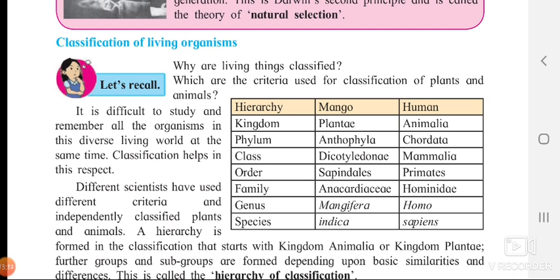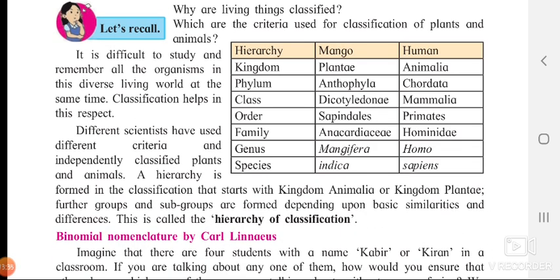Now why have we classified students into first standard, second standard according to age? Because we cannot give the same study to everyone. A 10th standard student, I cannot give the same study or tell the same things as to a first standard one. Why? Because the age level, the maturity level, and the capacity to grasp are totally different. Now, different scientists have studied different criteria and independently classified plants and animals. So it is not only one scientist who did the study. Different scientists studied this and classified plants and animals separately.